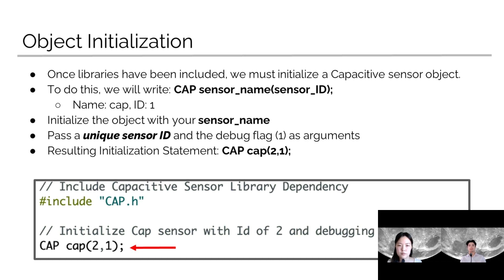Which objects will we need to be initializing? We will need to initialize the capacitive sensor object. To do this, we'll first have the type and then the sensor name and fill in the two arguments. Here the type is CAP in capital letters, and then the sensor name is cap in lowercase. The first argument is the sensor ID, which is set to 2. And the second argument is the debug flag, which we set to 1 to enable debug mode.